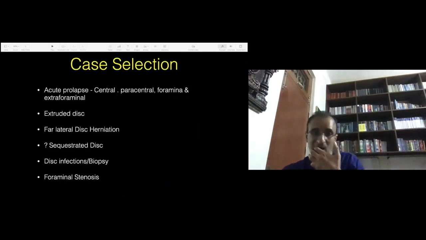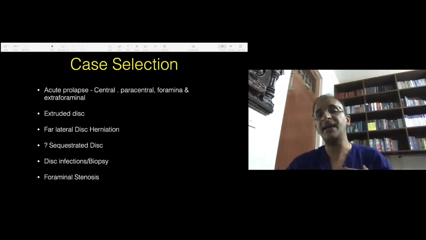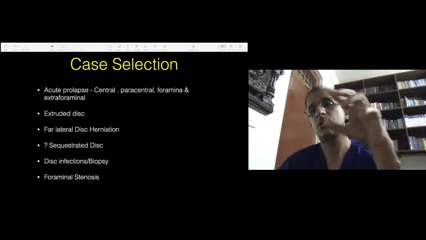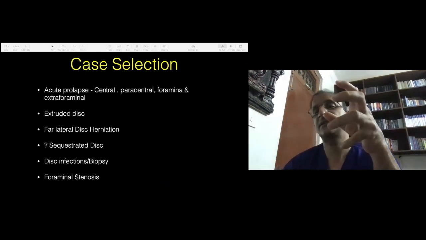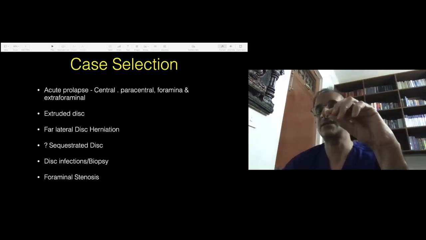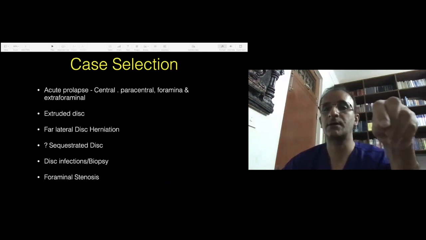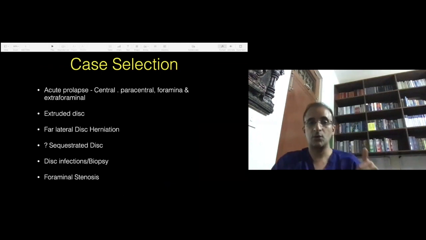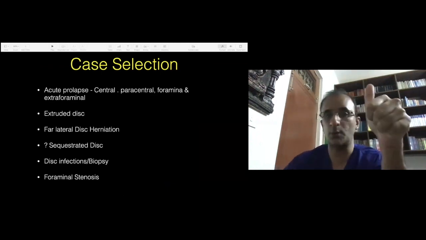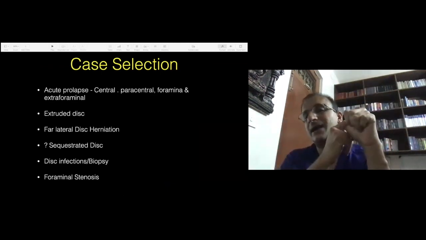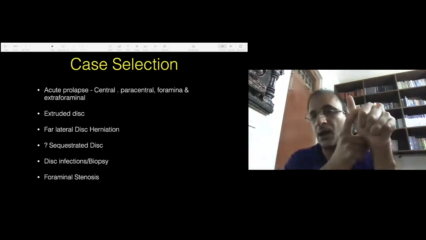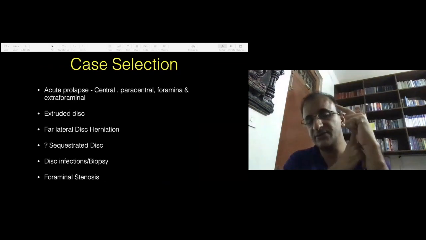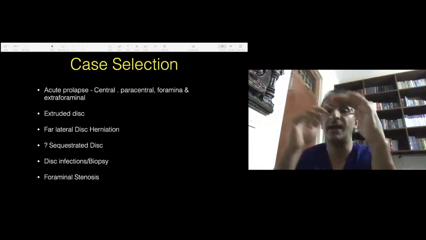Now, this is my list of cases that I will do through the transforaminal. Only 30% of the disc herniations or lateral recess I would be selecting for a transforaminal approach. So I would go in for an acute prolapse. Previously, I had avoided central disc, but not now. So central disc herniations, paracentral, foraminal, and extraforaminal, I can attempt all.